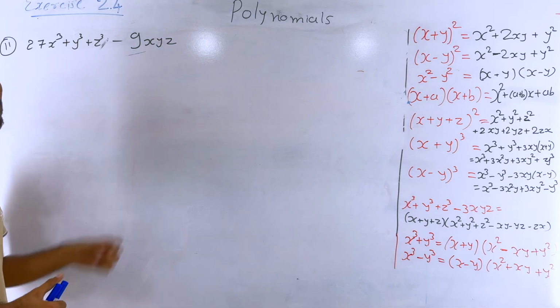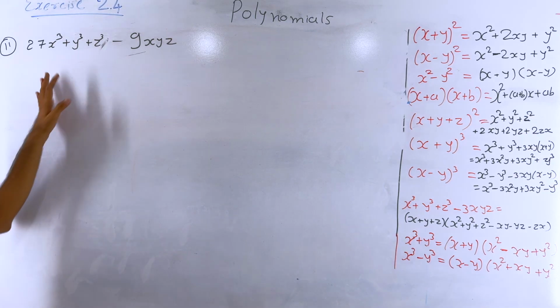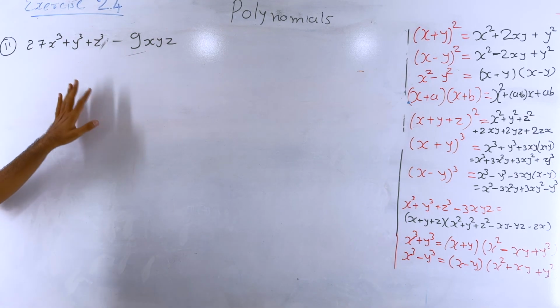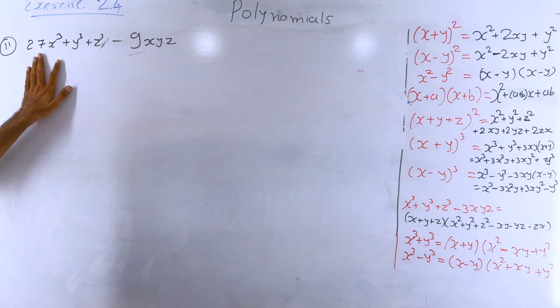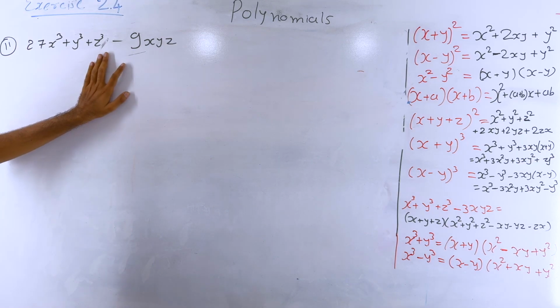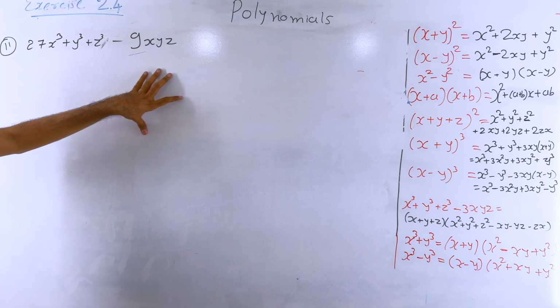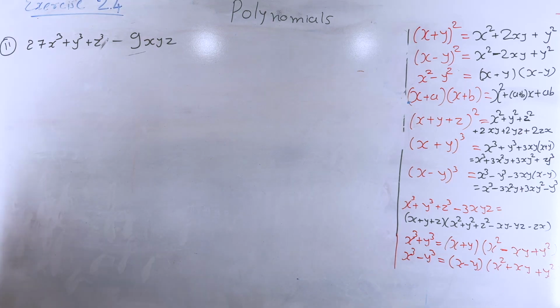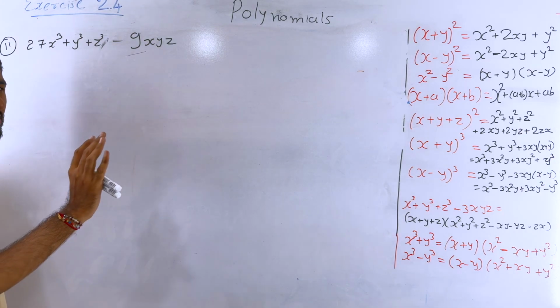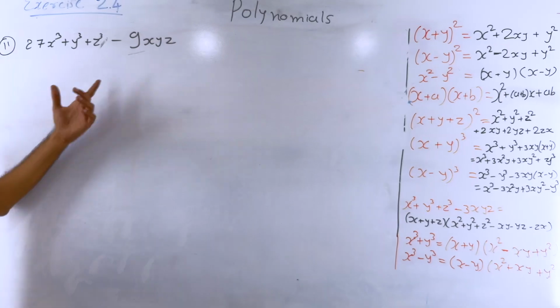So here is your 11th question. We have to factorize 27x cube plus y cube plus z cube minus 9xyz using a suitable identity. Now we all know that we have only one identity that looks like this.